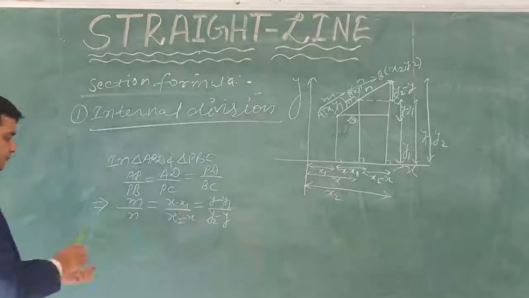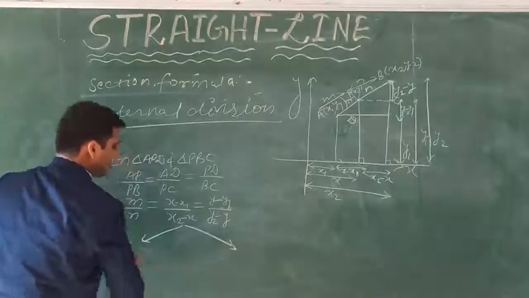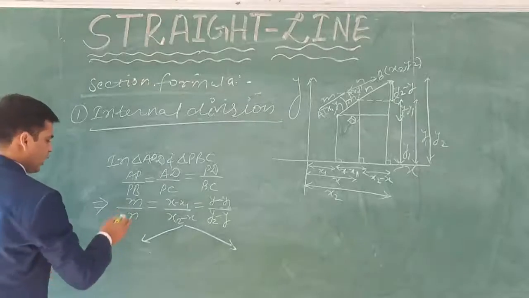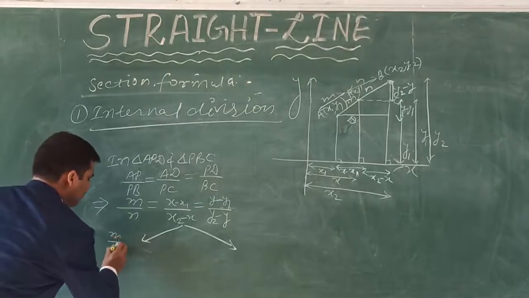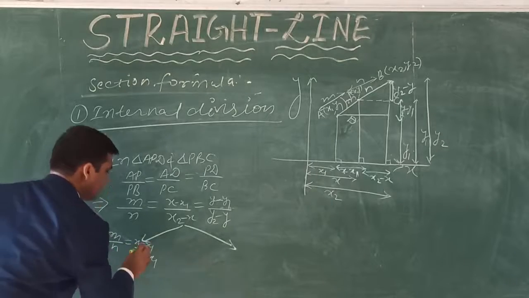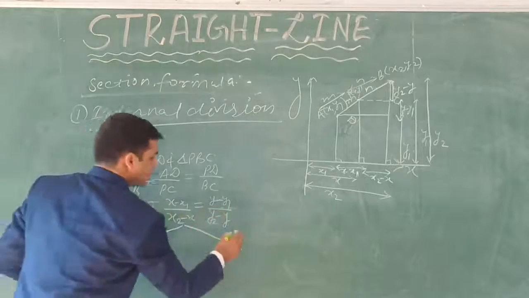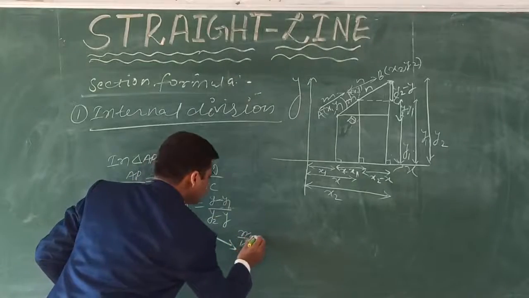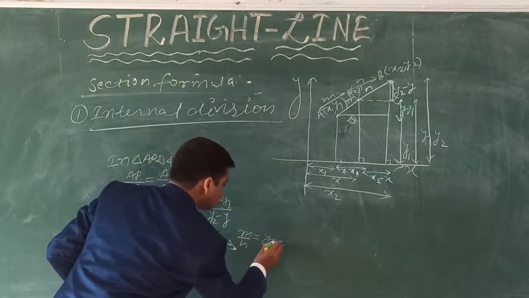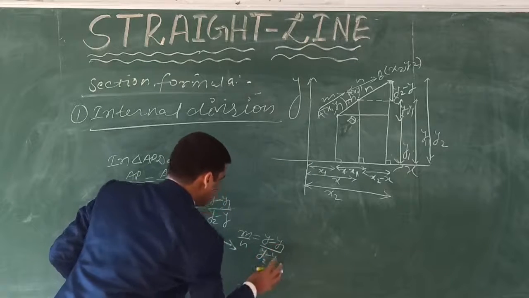Okay, now see this here, simple. We can equate in this way. This equals to this. Okay, if you simplify this here, what will you get? m by n equals x minus x1 divided by x2 minus x. Or you can write m by n equals y minus y1 divided by y2 minus y. Okay, now see this.